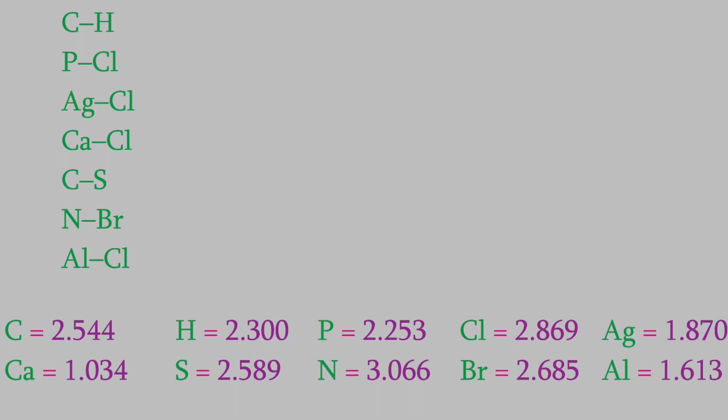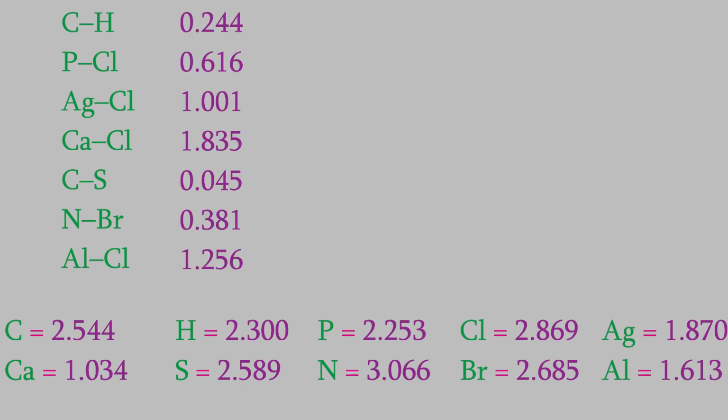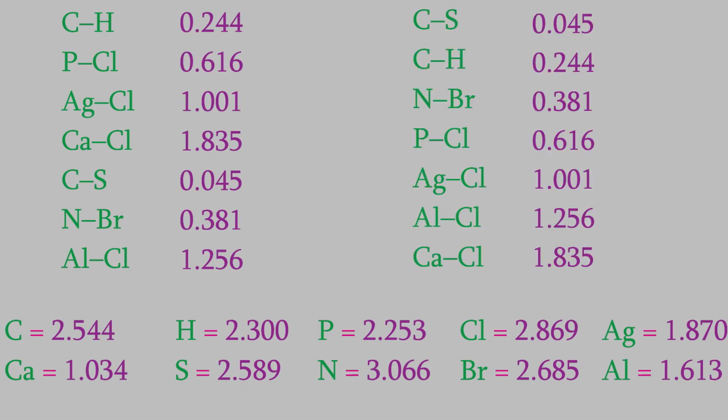Suppose we're looking at these different bonds. Let's try to put these in order, from the least polar to the most polar. To do that, all we need to know is the electronegativities of the atoms, which are these. So, we take the difference between the two atoms in each bond. If we do that, here are the differences. Now we'll just put them in order, and we find out that the carbon-sulfur bond is the least polar, and the calcium-chlorine bond is the most polar.